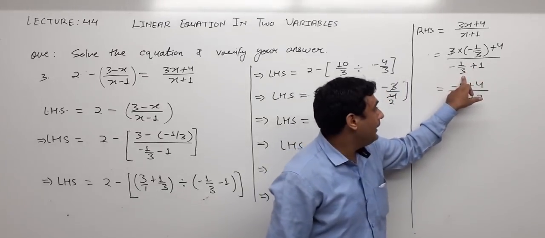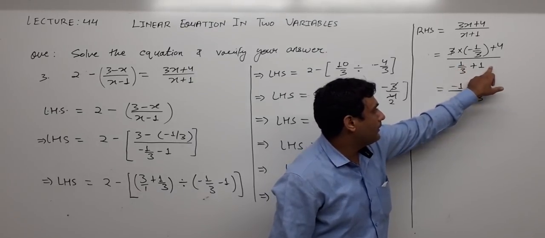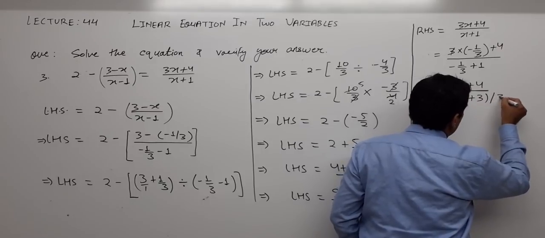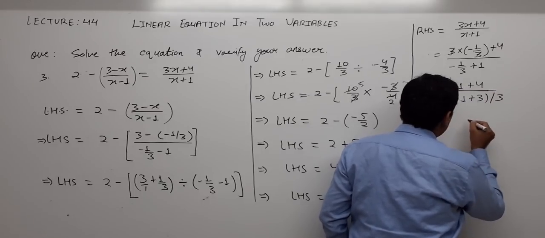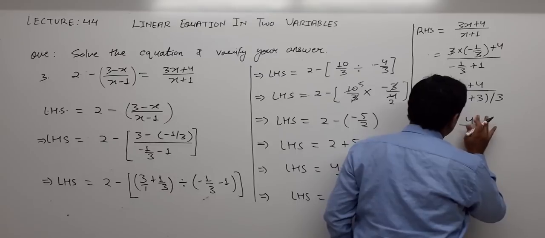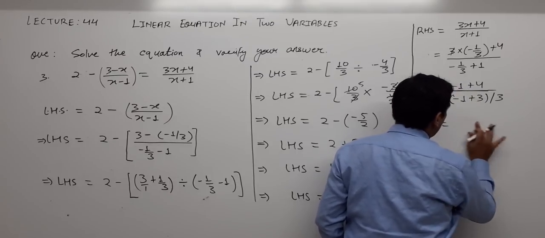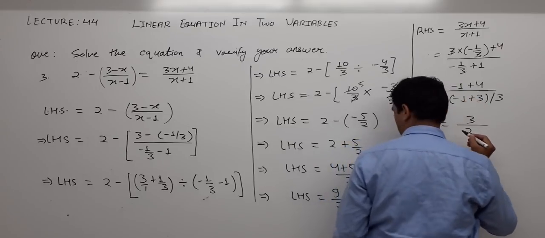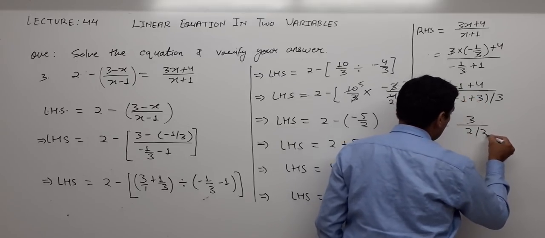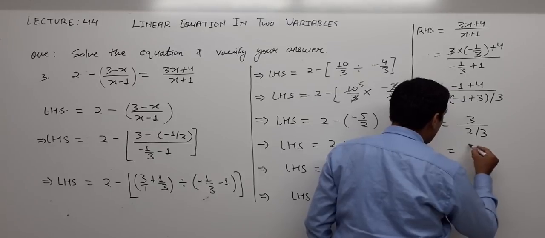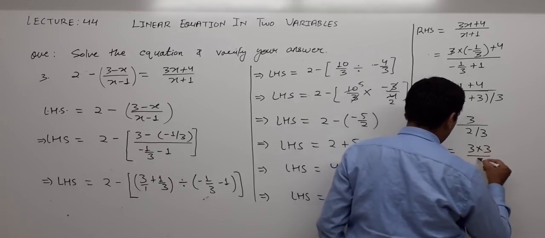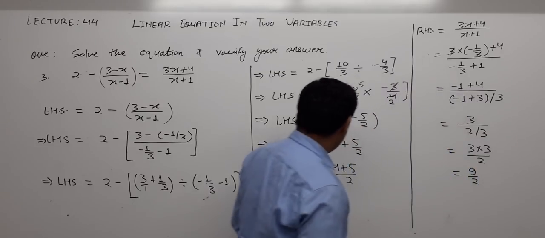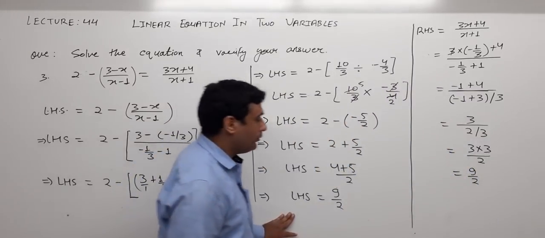Here the LCM will be 3, minus 1 plus 3 divided by 3. So here I will get 3. Minus 1 plus 4 is 3, and over here 2 upon 3. Now this 3 will come over here, so ultimately I will get 3 into 3 upon 2, that is 9 upon 2. So here clearly we can say left hand side is equal to right hand side.